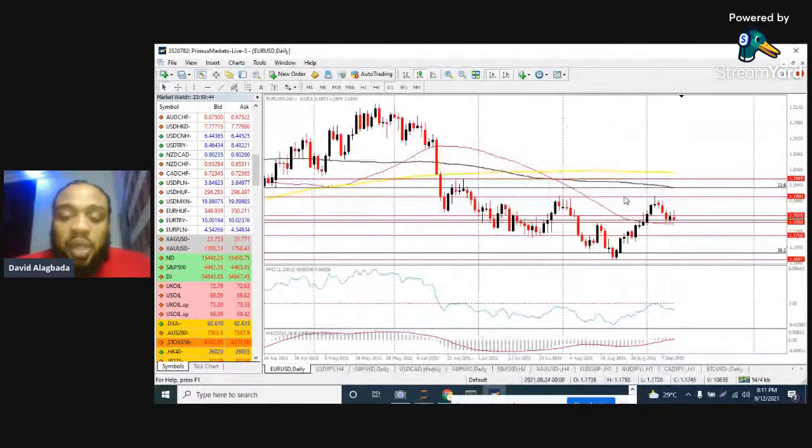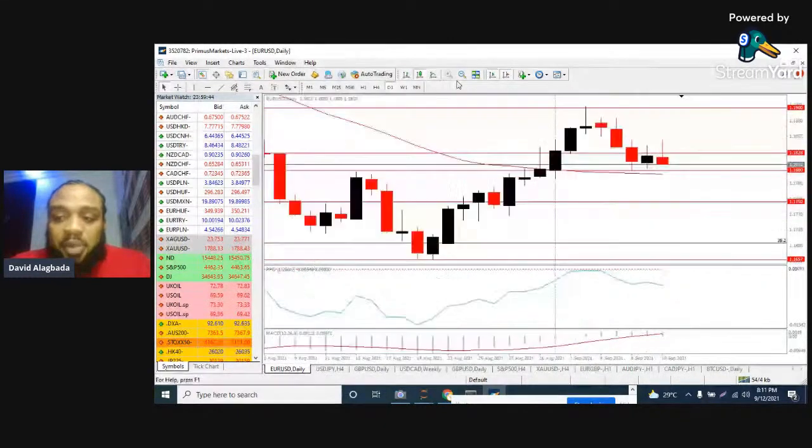Now, as we go into the week, we still will be looking at the general potential of what could likely happen. Price is currently nearing, about 10 pips away from the 1800 level. This is going to be the next key level.